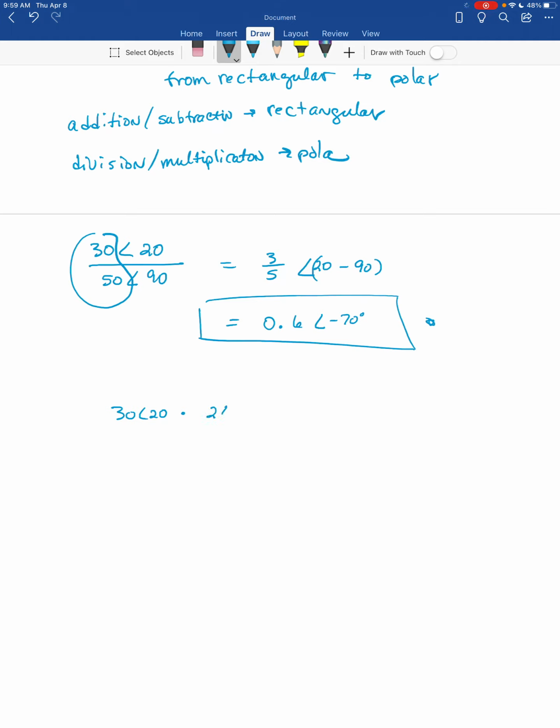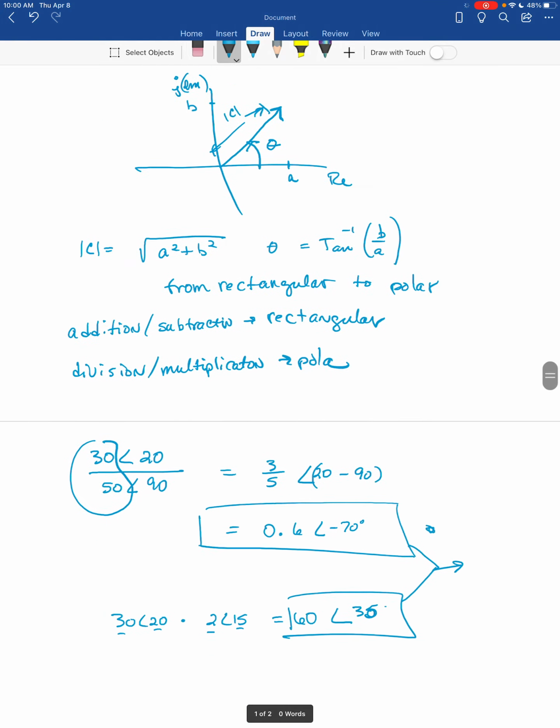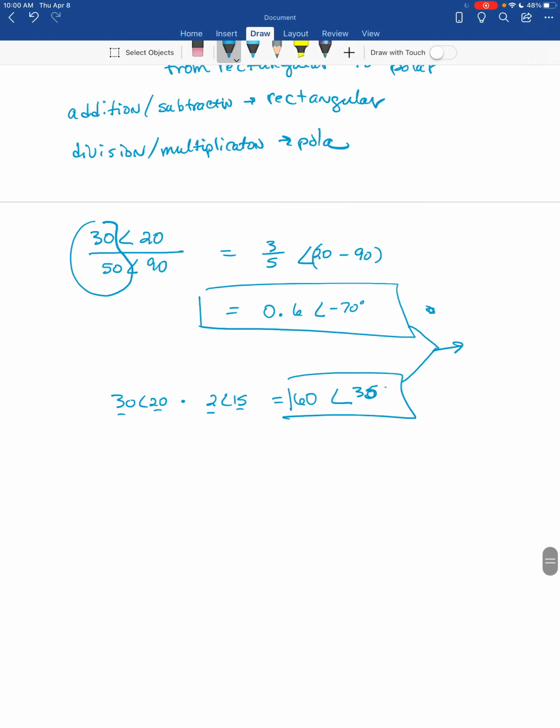And then suppose you had multiplication, 30 angle 20 times 2 angle 15. In that case, you multiply the magnitudes, so you would get 60, and you add the angles, so 60 angle 35 would be your result there. Okay, so being able to do these kinds of operations is inherent in the second problem on your homework assignment.